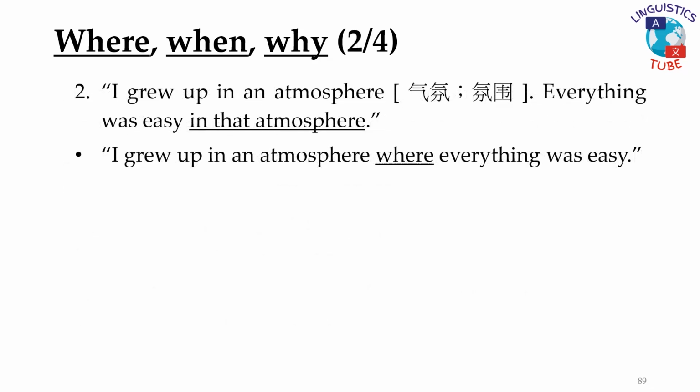Now for an abstract location. As two full sentences, I grew up in an atmosphere. Everything was easy in that atmosphere. The prepositional phrase in the second sentence becomes the relative pronoun where. I grew up in an atmosphere where everything was easy. If you want to learn more about literal and metaphorical locations, then watch the episode in this series about prepositions.